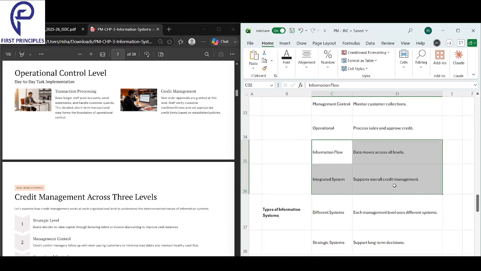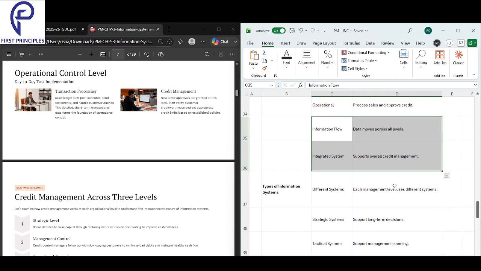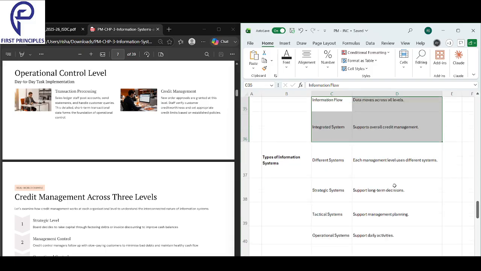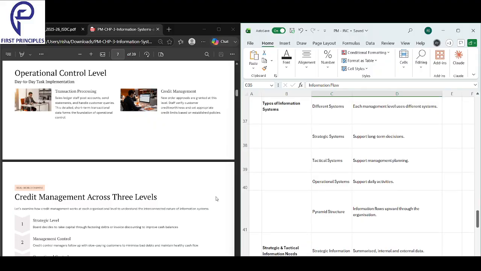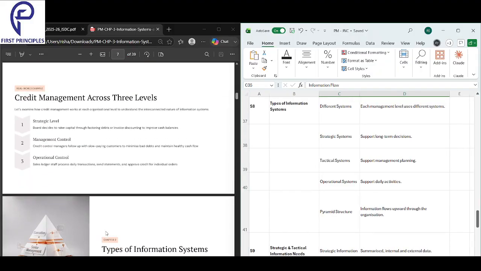Okay. Next, we look into information flow. It flows throughout the organization and along with that, all the systems have to be integrated. If it's not integrated, how will it flow? Yeah, if it's not integrated, how can it flow? It has to be integrated for it to flow. Okay, that's it, done. Next, last two slides, guys. Let's get this done. Okay, types of information.